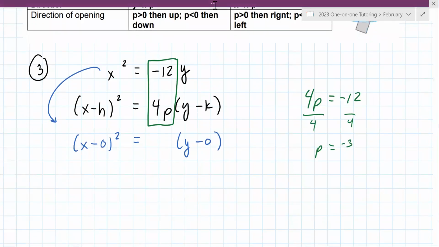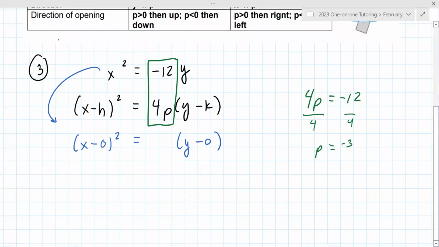So the best thing to do from here is to rewrite this as 4 times minus 3 times y minus 0, which looks really odd, but it matches up better with the standard form. So this middle line is the standard form. Is that okay for now?